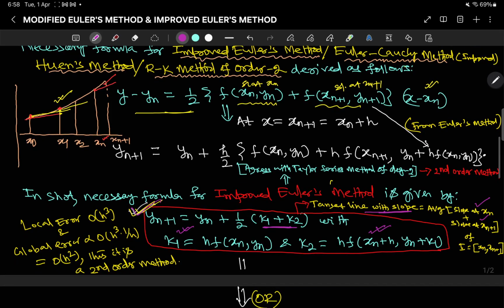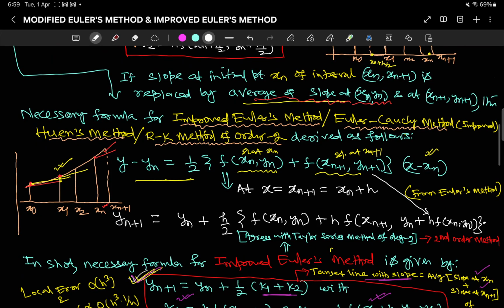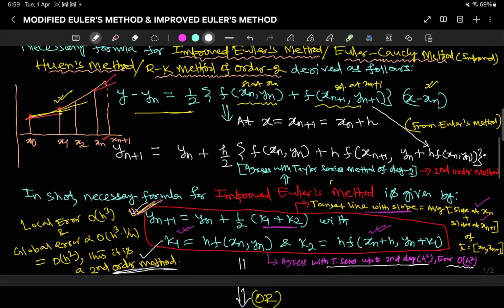Now this method also agrees with the Taylor series up to the term h square. You note that this method also agrees with Taylor series up to the second degree term involving h square, with the error of order h square. That's why this method is called a second order method. So this improved Euler method is a second order method, and the modified Euler method is also a second order method. I will show you the details of the derivation by finding the equation of the tangent subsequently.